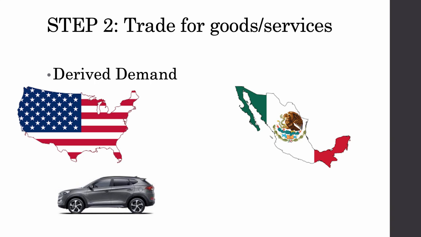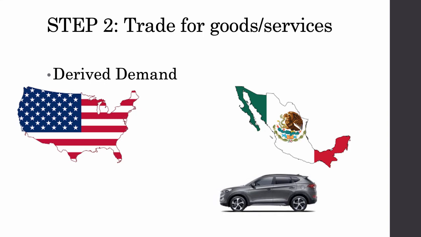So, in this case, people have a demand for cars. Those cars come from Mexico. So at some point, to get the car from Mexico to the United States, we need to buy Mexican pesos to pay for the car. That's what we mean by derived demand. There's a trade of currency, and then there's a trade of goods and services.